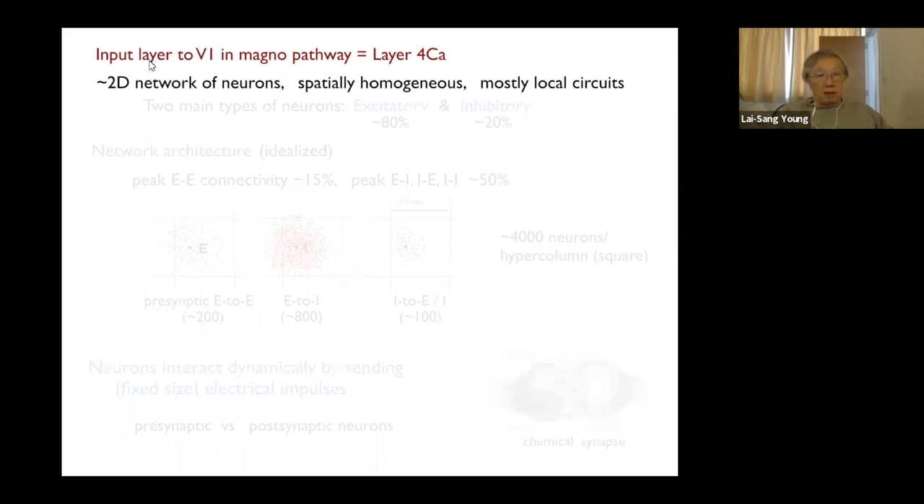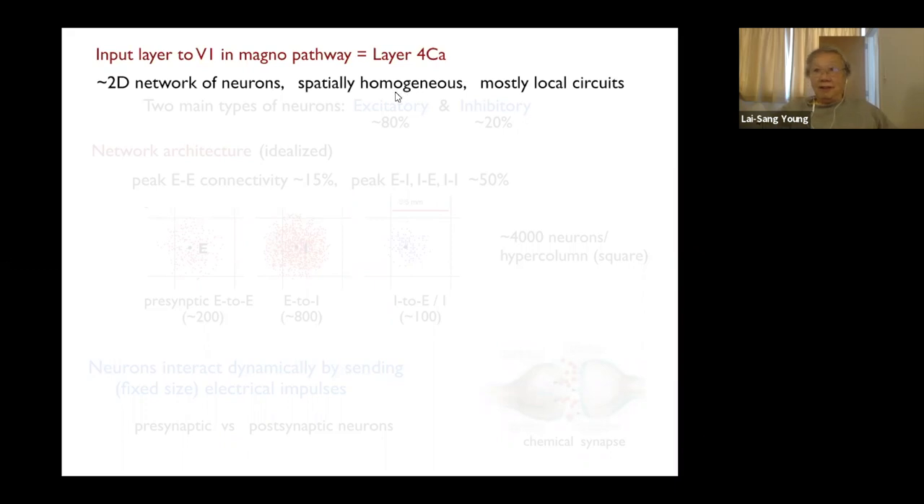And so now I will in fact not talk about all of V1, but just the input layer to V1 in the magno pathway. This is called layer 4C alpha, and this is the only layer that I will be focusing on. I'm starting to idealize somewhat now. I started with a more accurate neurobiological picture, but now I'm starting to move to the mathematical modeling stage. Each layer can be modeled as a 2D network of neurons. It's not really 2D, but it's much closer to 2D than 3D. So you can think of it as a 2D network. It's spatially homogeneous. It's not all-to-all coupling, most of the connections are local, but it's homogeneous, meaning that if you look at one part of the network versus another part, they look very similar. And in mathematical language, this is translational invariance.